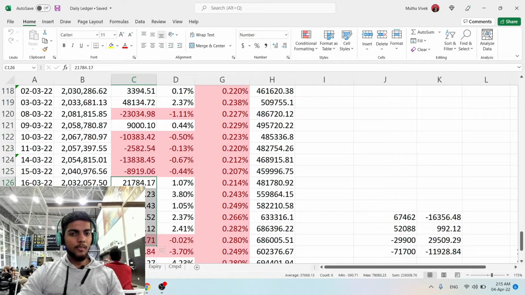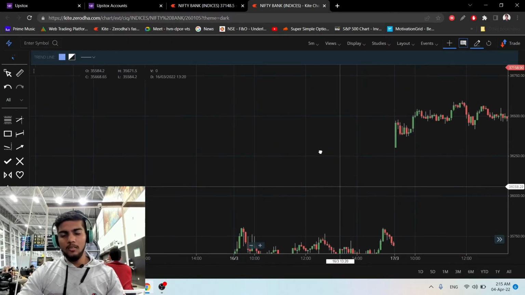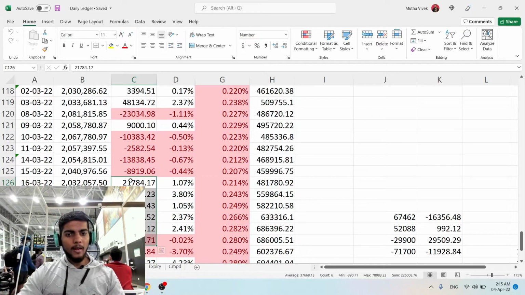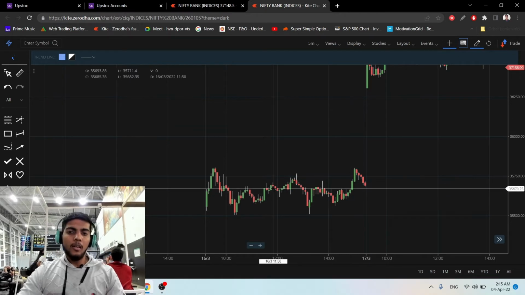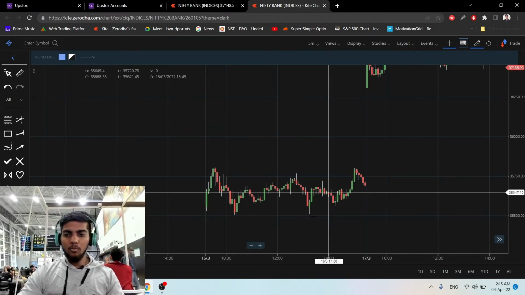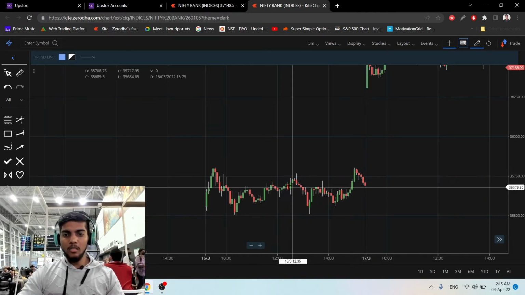So the next, we'll go to the 16th. The 16th was completely sideways, and the straddle gave a full profit, entirely sideways. There was no delta move, so we were only left to capture the theta.